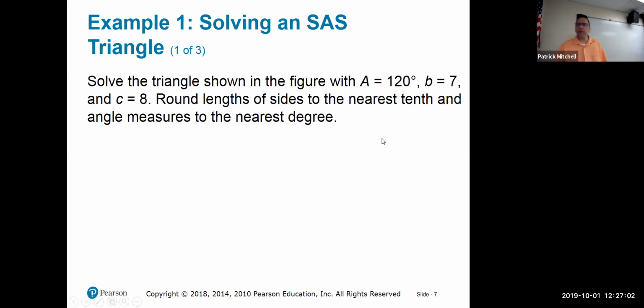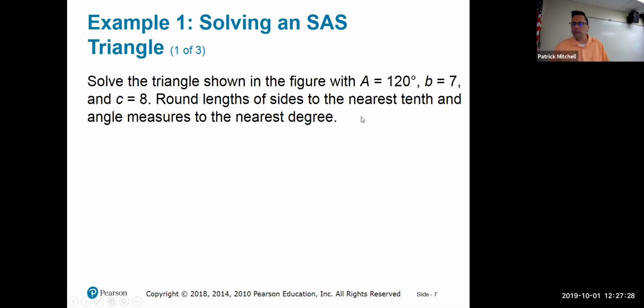Okay, first example of using law of cosines. So this is SAS. They have given me two sides, B equals 7, C equals 8, and then angle A is 120 degrees. So I know that this angle is included because it's using the different letter from the two sides. Okay. And they're giving me my rounding instructions.